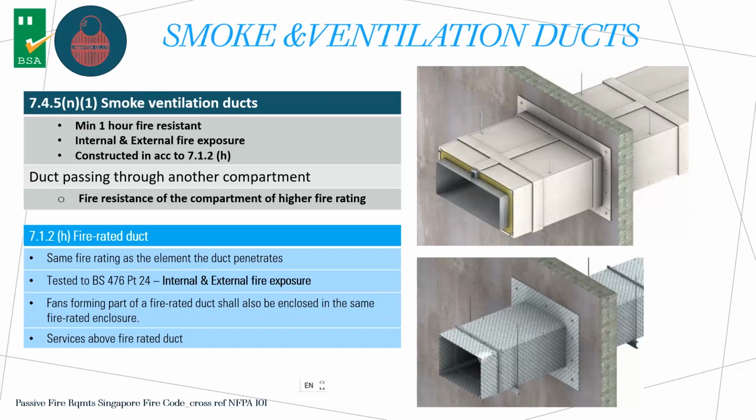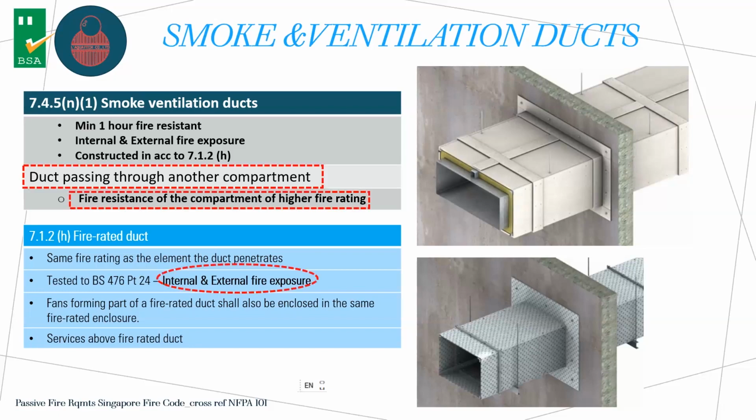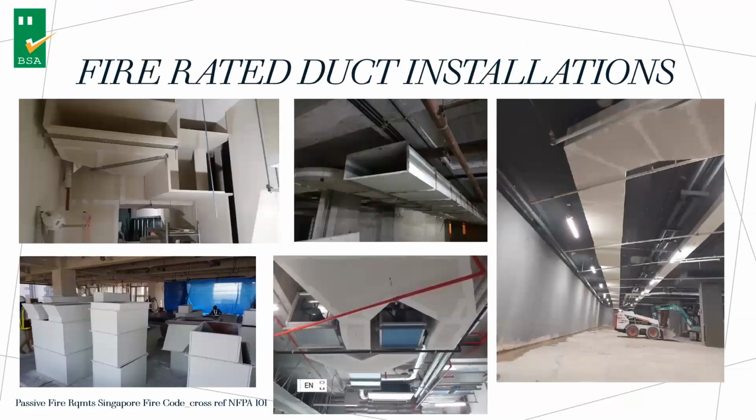So some examples, ways of making a fire-resistant duct. You can make the duct out of fire-resistant material. You can paint over the duct, or you can box over the duct. Yeah, so some examples here.